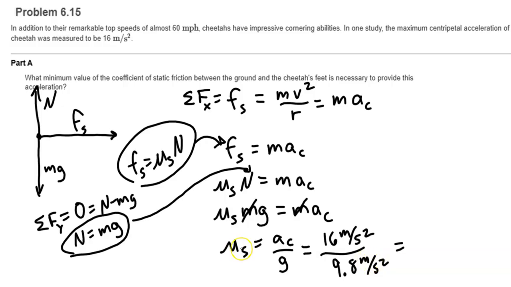That's okay, because the coefficient of static friction is supposed to be a unitless quantity, so that will give you an acceptable answer. Hope that helps.